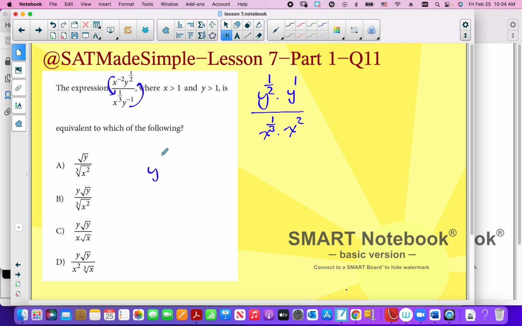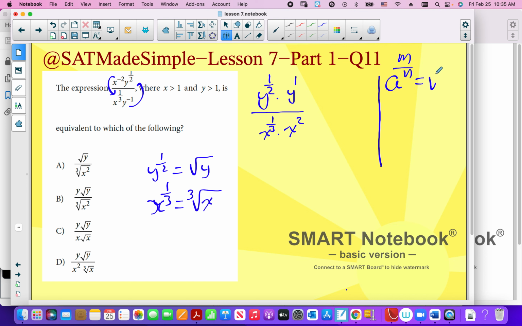Now y to the power of half is the same as square root of y. X to the power of 1/3 is the same as cubic root of x, and we spoke about this. That is really the root. A to the power m over n is the nth root of a to the power m. So x to the power of 1/3, that'll be the cubic root of x to the power 1, which is simply x. And likewise, y to the power half will be the square root.